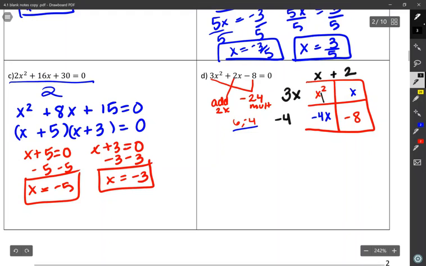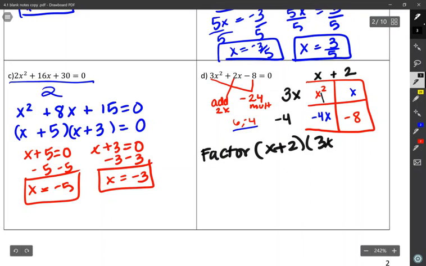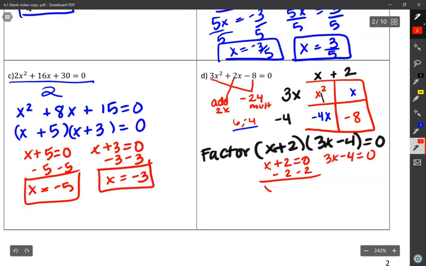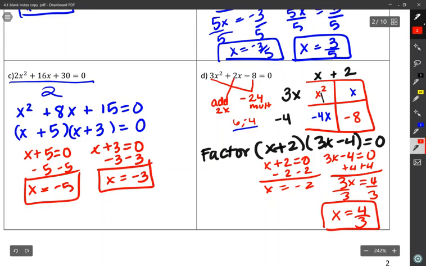So then these are going to be your factors. Your factors are, you're going to use the zero product property, set it equal to 0 and solve. So you have x equals 4/3 and x equals negative 2.